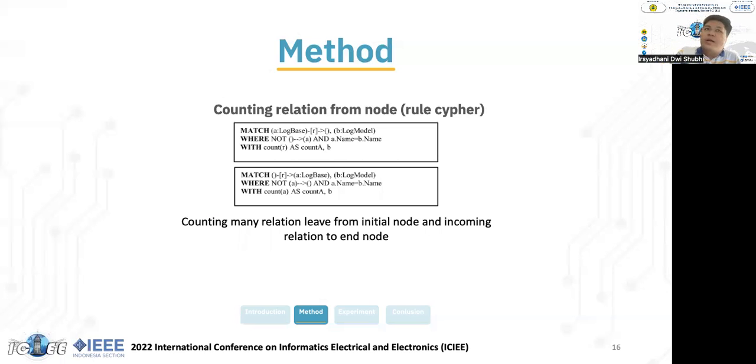The first figure in this slide calculates the number of relations that came out of the initial node that was successfully executed. And the second figure of the Cypher rule in this slide calculates the number of relations that enter the end node that has been successfully executed.